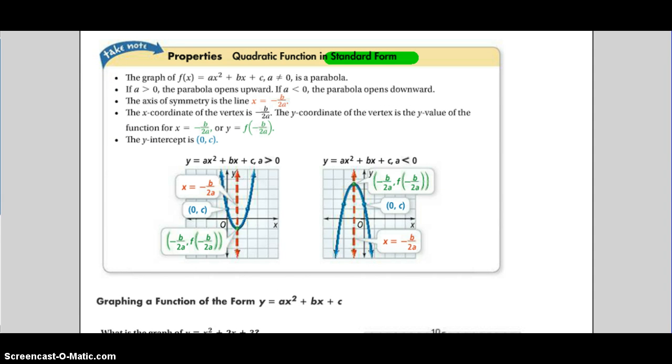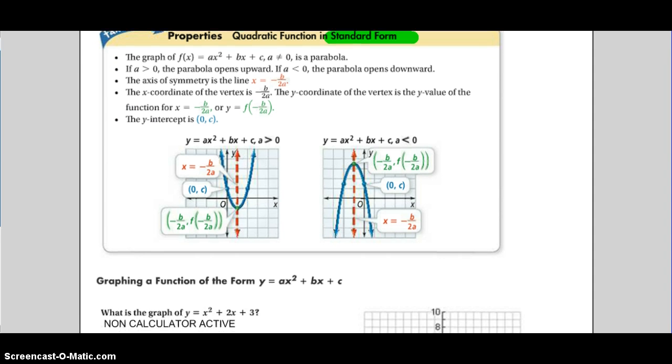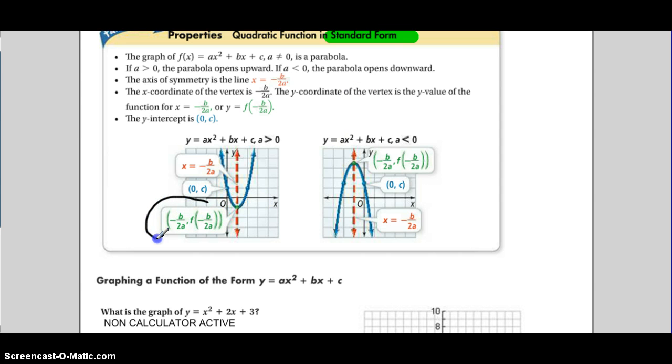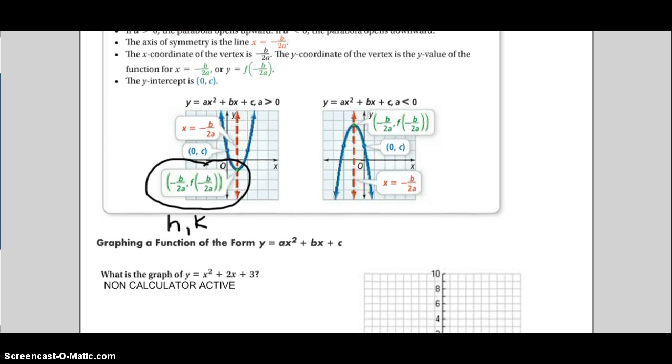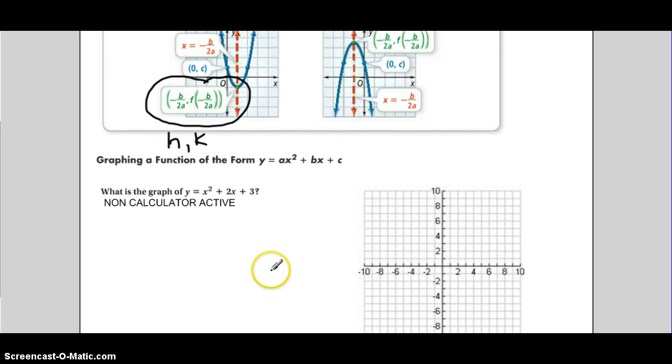Here, they're giving us an idea of how to do it by hand. In other words, non-calculator active. Please read through this. It is a lot. However, this is the most important part of this picture. What it is telling you is that you can find out your x value and y value for your vertex, in other words, h and k, by using a little bit of algebra. Let's take a look at that little bit of algebra in action.